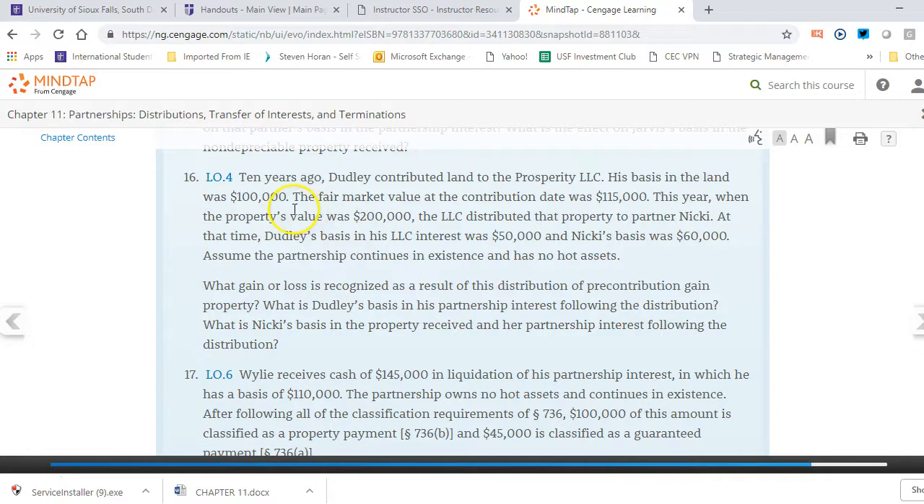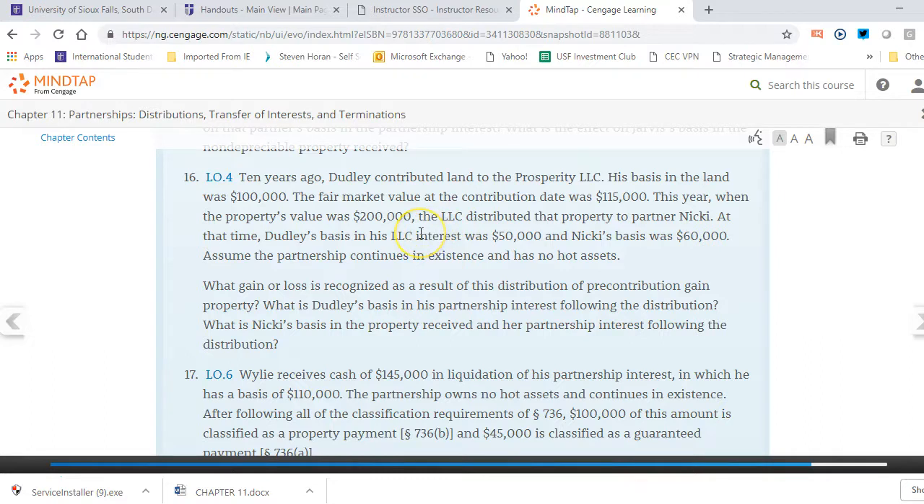So in this situation, no gain or loss is recognized on the distribution. Dudley's basis remains 50,000, and Nikki takes a substituted basis in the property of 60,000, and her basis in the partnership is reduced to 0. After the distribution, Nikki's basis in the partnership itself goes down to 0, and she takes a basis of 60,000 on the property.